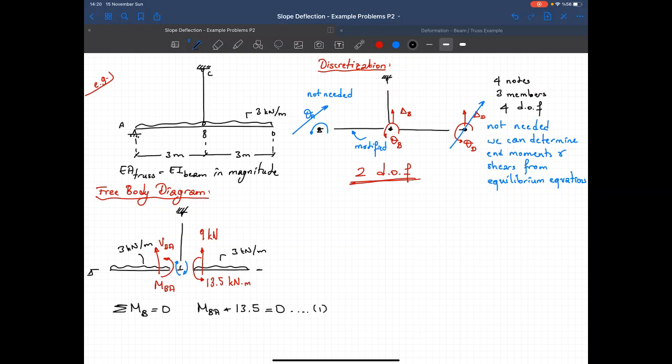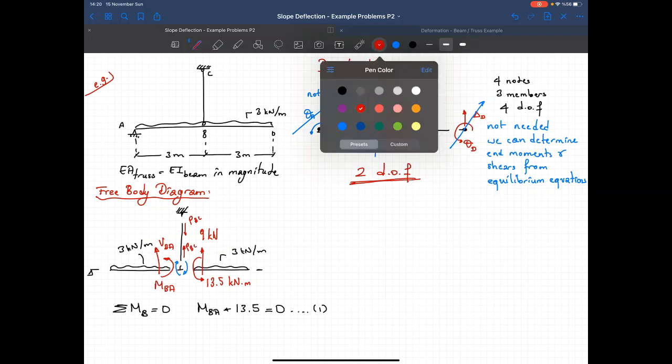That's my first equilibrium equation. Now for the second one, we forgot to write down the forces on this truss member. So according to our degrees of freedom, we say that delta is in the upward direction, which causes compression on this member. So let's show the compressive forces. So I have a compression here. This is PBC.